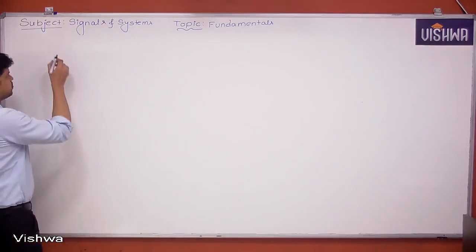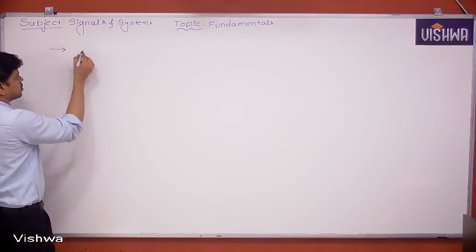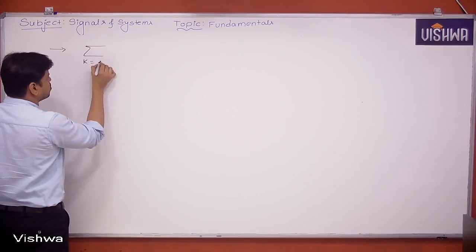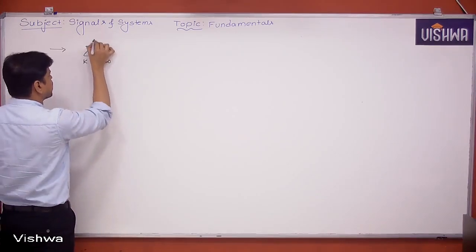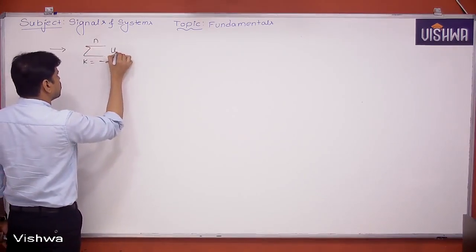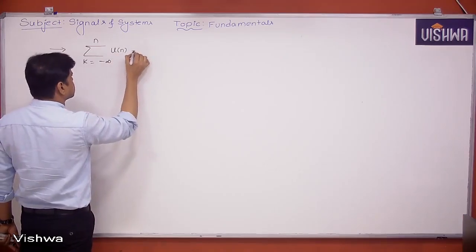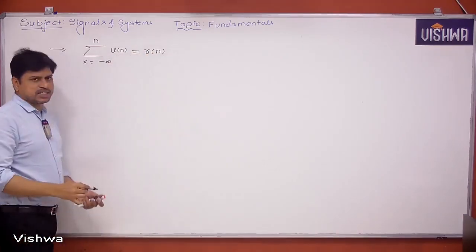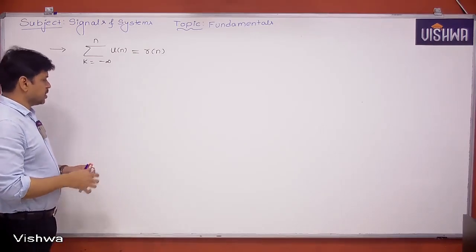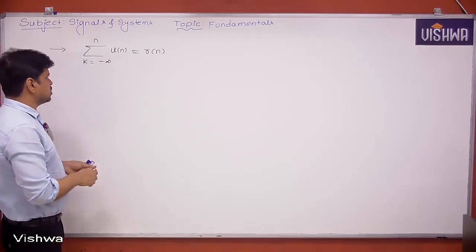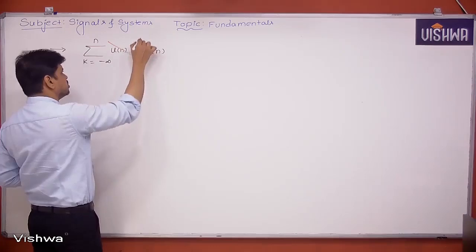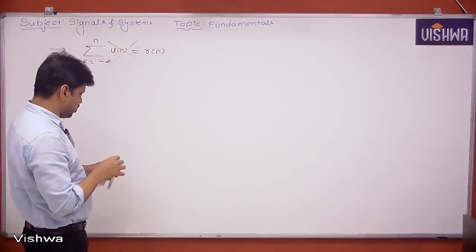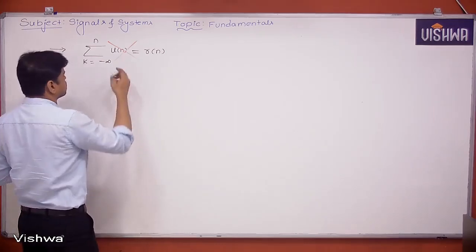Let's say summation k equals minus infinity to n, u of n, is equal to r of n. Is it correct or wrong? This is absolutely wrong. Why, sir? Why is it wrong?